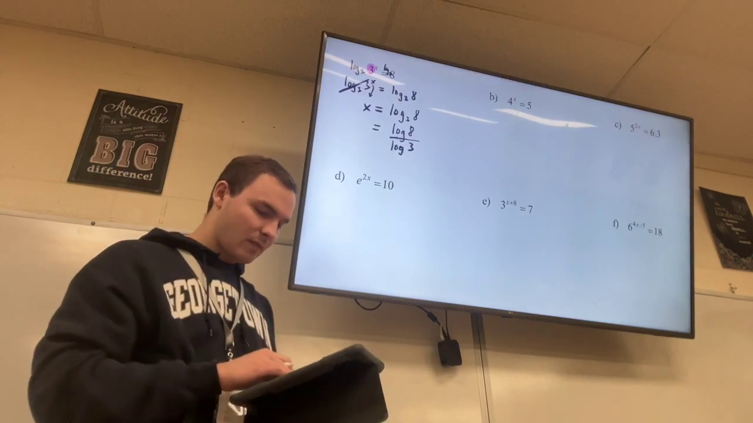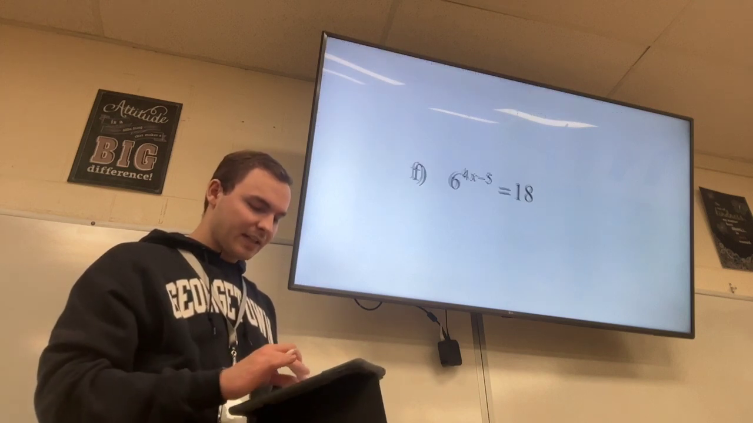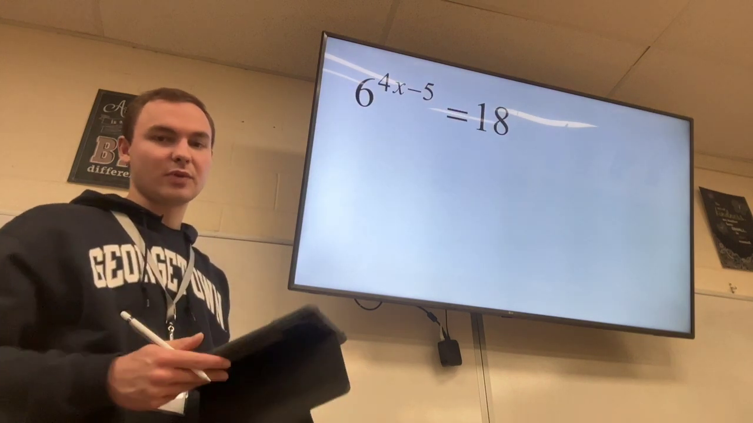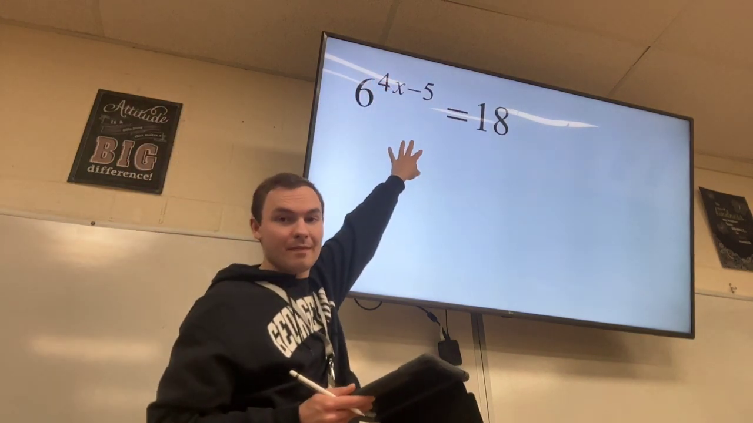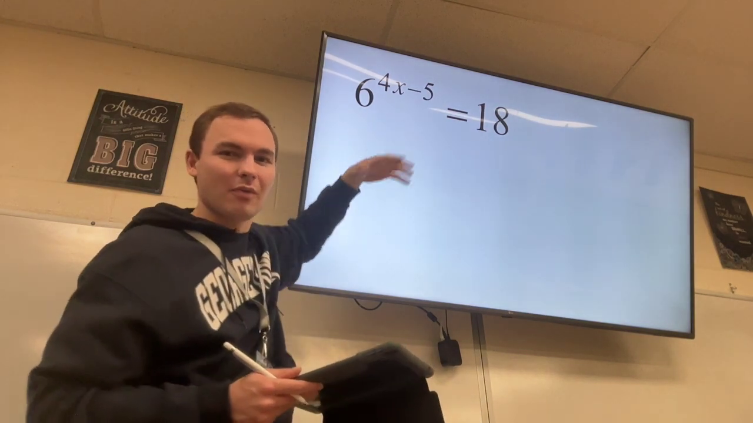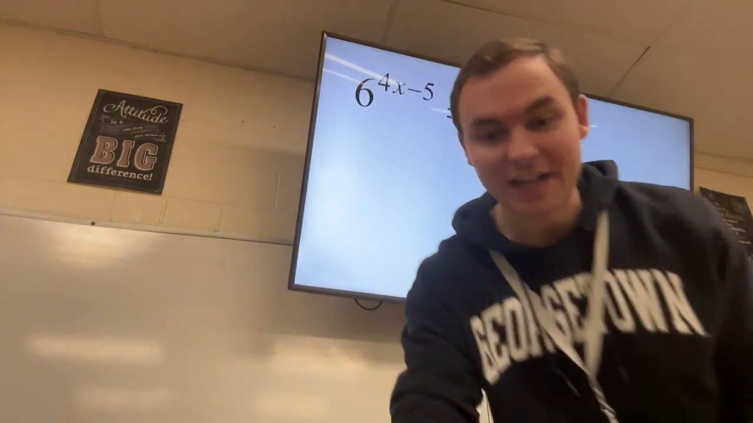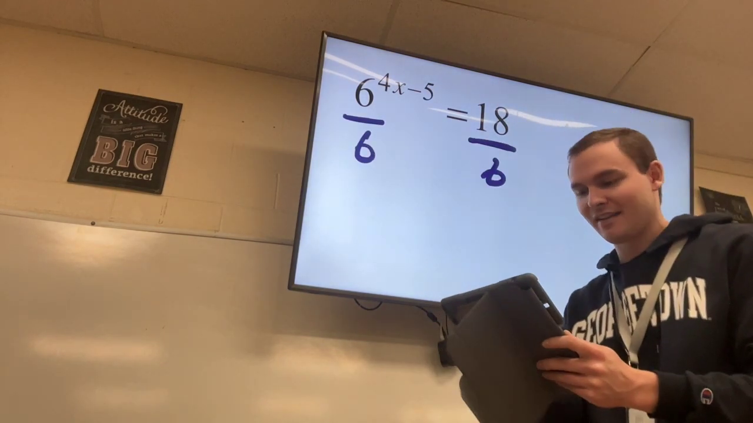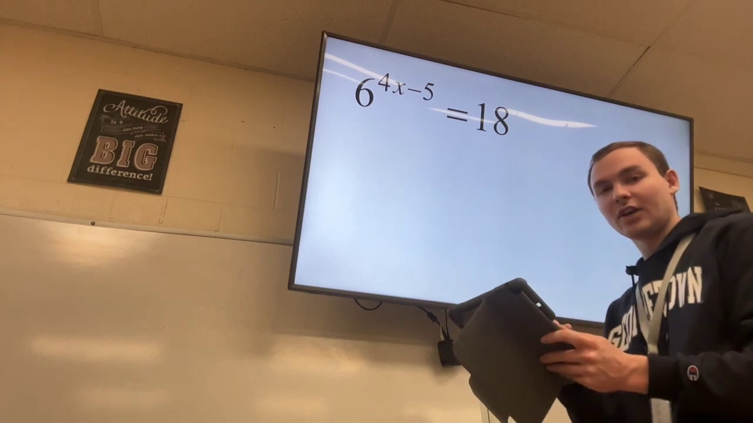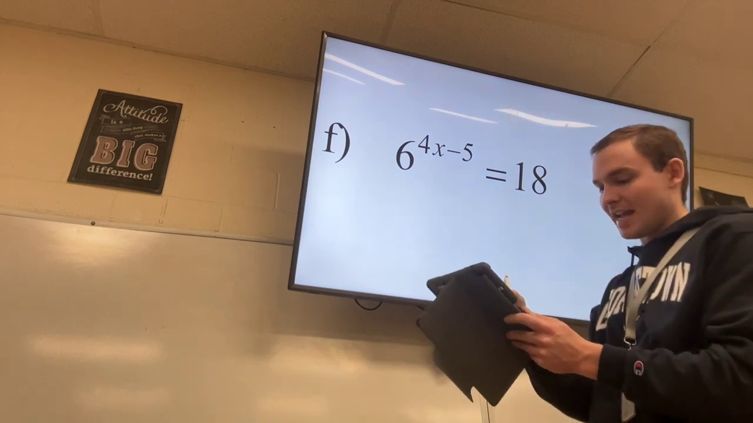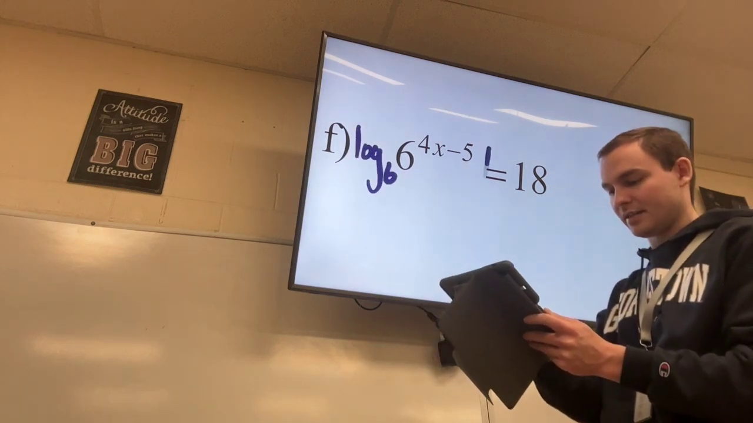Okay? So again, let's look at another one. Something like this, part F. 6 to the 4x minus 5 equals 18. My bases aren't the same, and I can't get my bases to be the same. I can't rewrite both of them as powers of a common base, okay? So what I don't do here, a lot of people did this, I do not divide by 6. Don't do that. Bad, okay? I look where x is in the exponent on my 6 here. So I do a log base 6 of both sides.